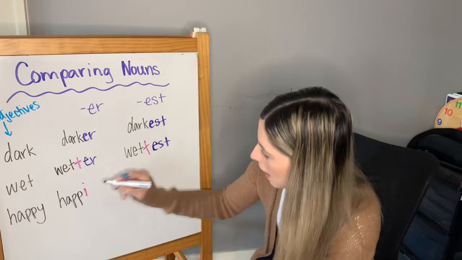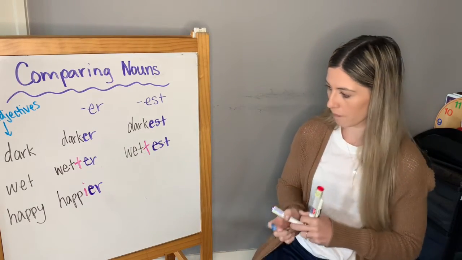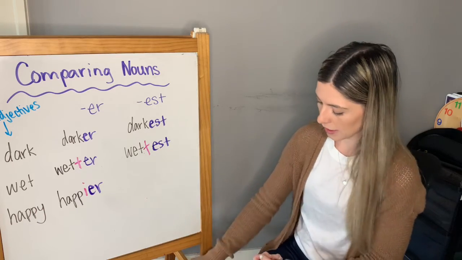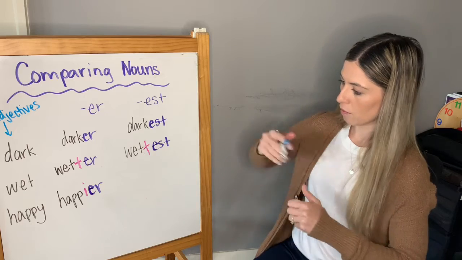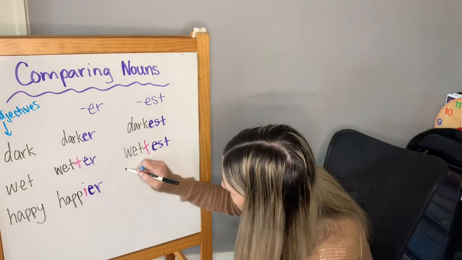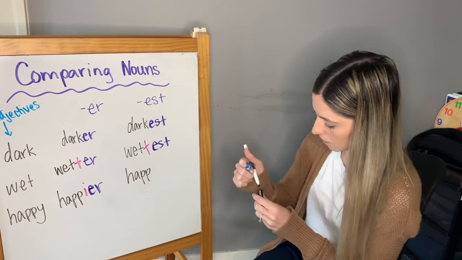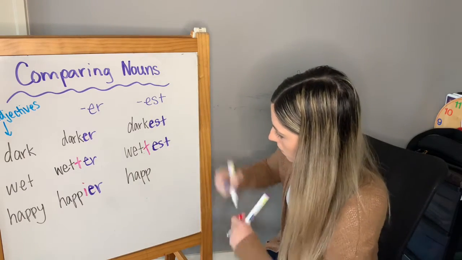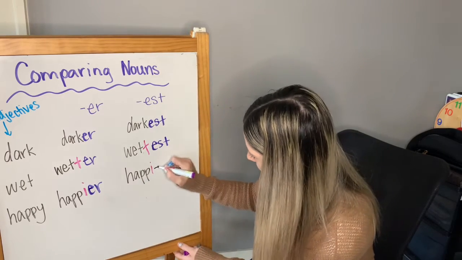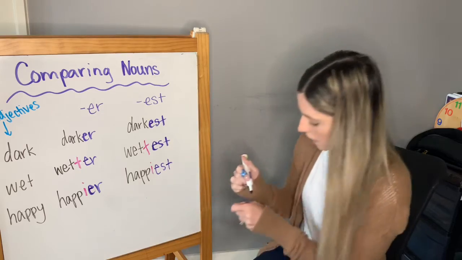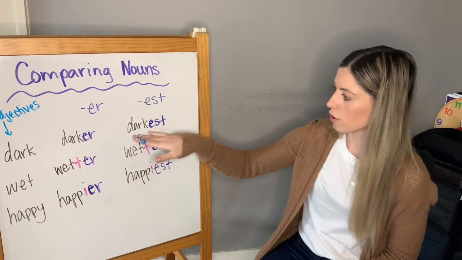And then add the ending E-R. And it turns into happier. Same thing when we add est, because it also starts with a vowel and it's still a root word that ends with a Y. So it's H-A-P-P-I-E-S-T, happiest. So we have dark, darker, darkest.